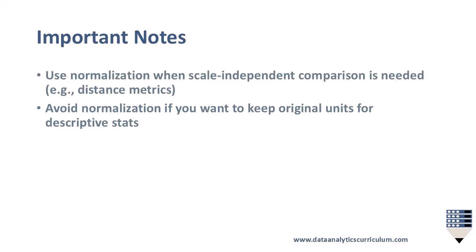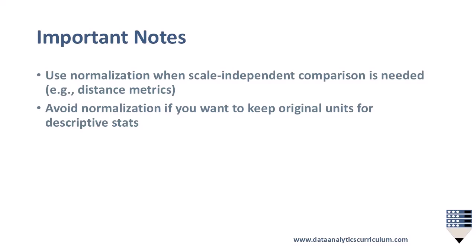When to use normalization. Normalization is useful when you want to compare data that comes from different scales. For example, comparing exam scores from 2 tests with different maximum points, or comparing sales across regions with different population sizes. It's also important when using distance-based methods, like clustering or nearest neighbor algorithms, where scale differences can distort results. However, avoid normalization if you need to keep the original measurement units for interpretation, such as when reporting descriptive statistics or summaries for a report.